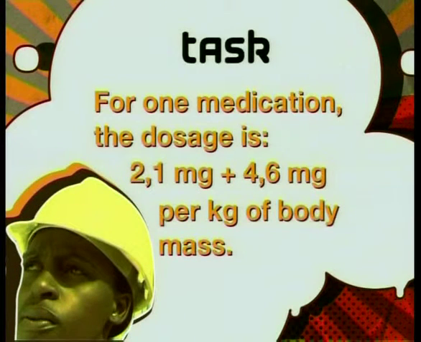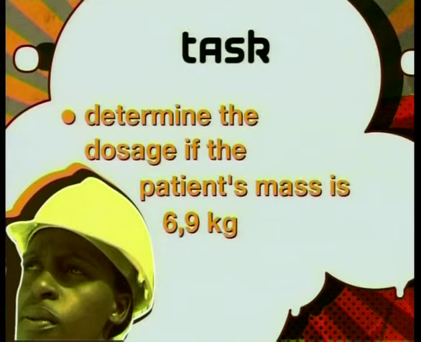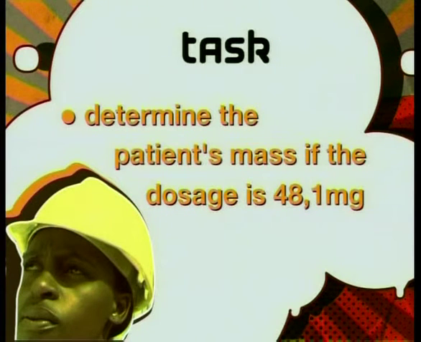Please write it down. This is the dosage for any patient older than 1 month. For one medication, the dosage is 2,1 milligrams plus 4,6 milligrams per kilogram of body mass. Firstly, define the variables and use function notation to describe this. Determine the dosage if the patient's mass is 6,9 kilograms. And lastly, determine the patient's mass if the dosage is 48,1 milligrams.